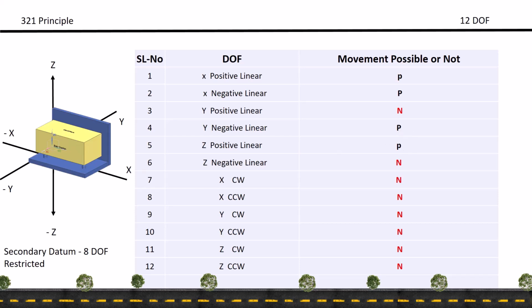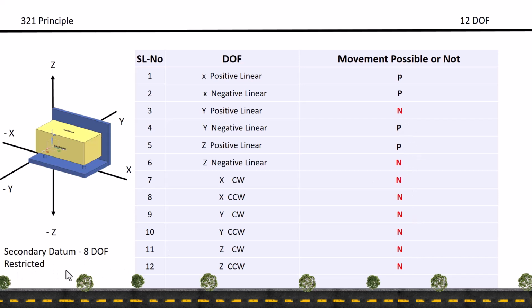So these are the complete rotations. We already saw this approach for the design, and the same things will be shown. Full rotation will be arrested, and one linear direction will also be arrested in this area. So two linear directions will be arrested, and the remaining all rotations will be arrested. So total 6 plus 2: 6, 7, 8. So 8 degrees of freedom are restricted for the secondary datum.